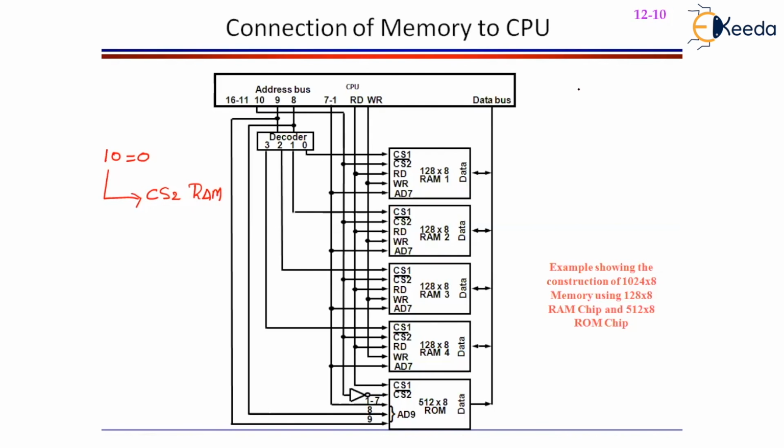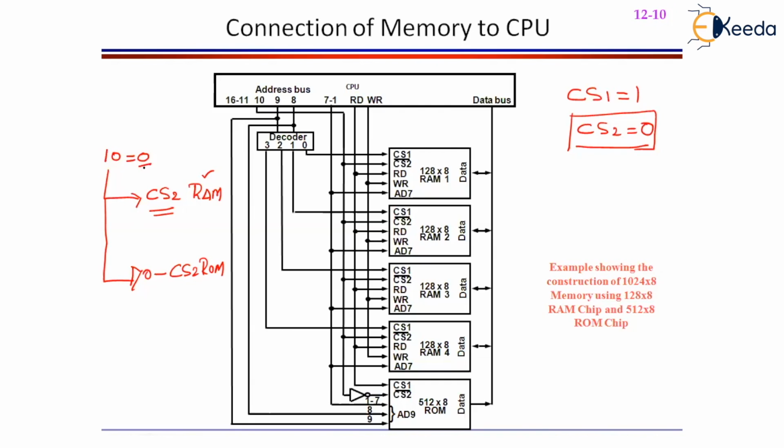Again, the selection condition I am writing: CS1 should be equal to 1, CS2 must be equal to 0. Okay. So one selection condition has been satisfied when we connect the 10th digit to the CS2, because already the 10th digit is connected to CS2. So RAM will get enabled. That means that ROM should get disabled. Obviously, ROM will get disabled because this 10th digit inversion is connected to CS2 of ROM.